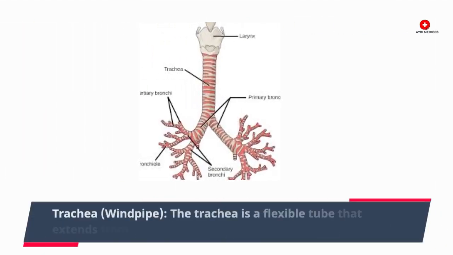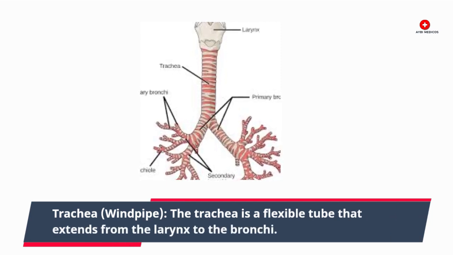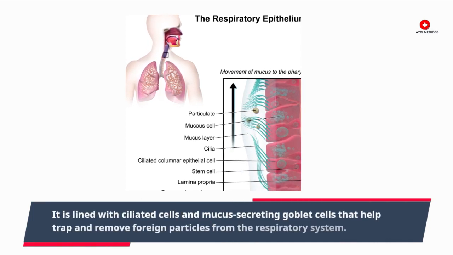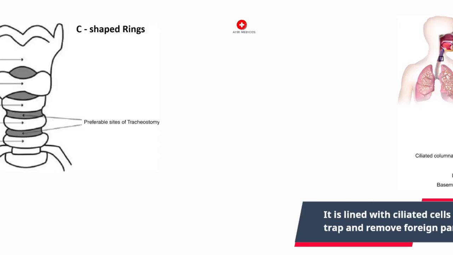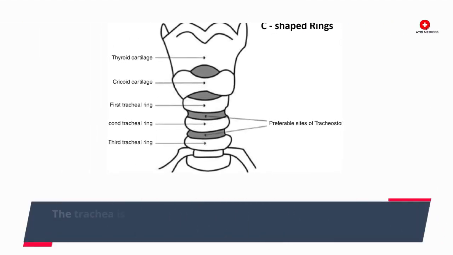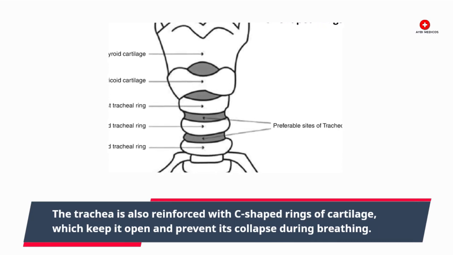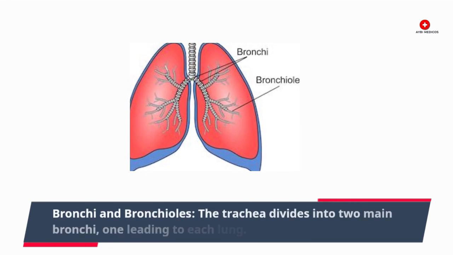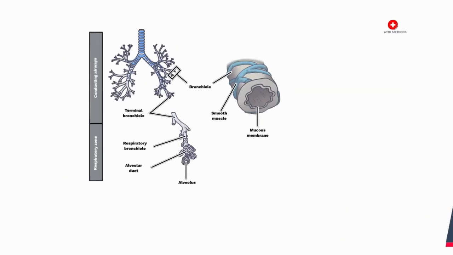Trachea, or windpipe. The trachea is a flexible tube that extends from the larynx to the bronchi. It is lined with ciliated cells and mucus-secreting goblet cells that help trap and remove foreign particles from the respiratory system. The trachea is also reinforced with C-shaped rings of cartilage, which keep it open and prevent its collapse during breathing.